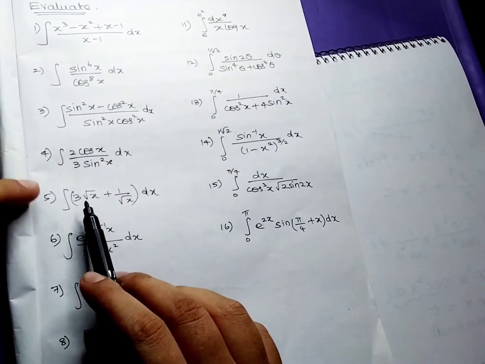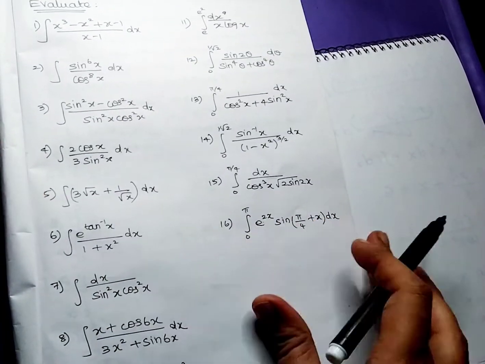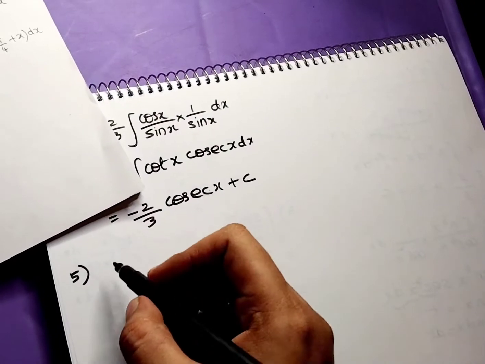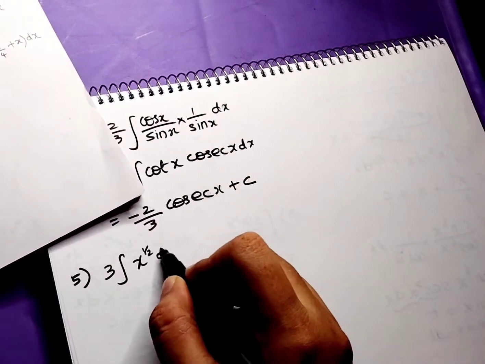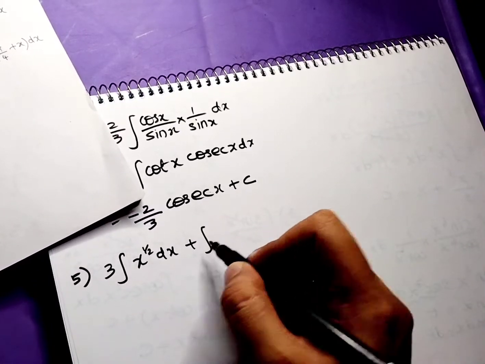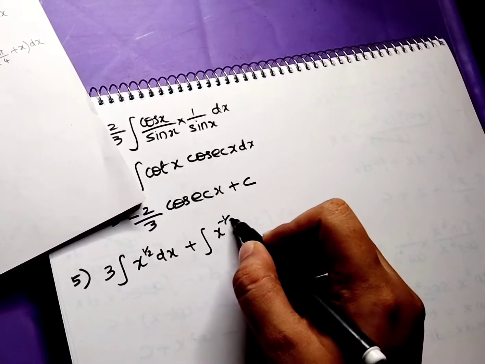Question number 5, integral 3 root x plus 1 by root x dx. This is just normal integration. We'll apply the power rule. So we can take 3 outside. This is integral x power half dx plus integral 1 by root x, which can be written as x power minus half dx.